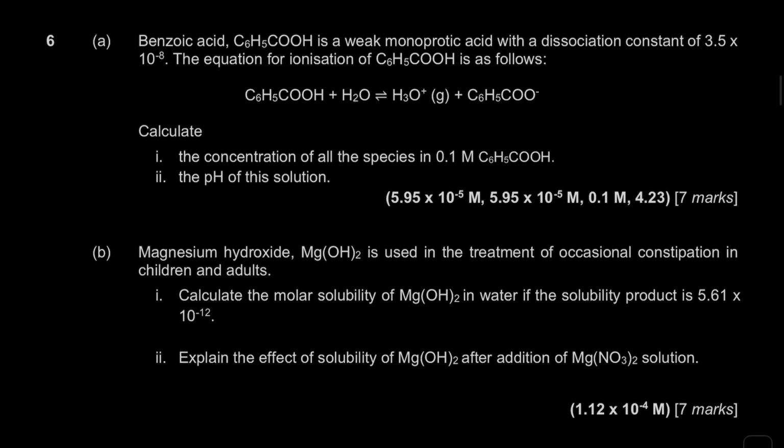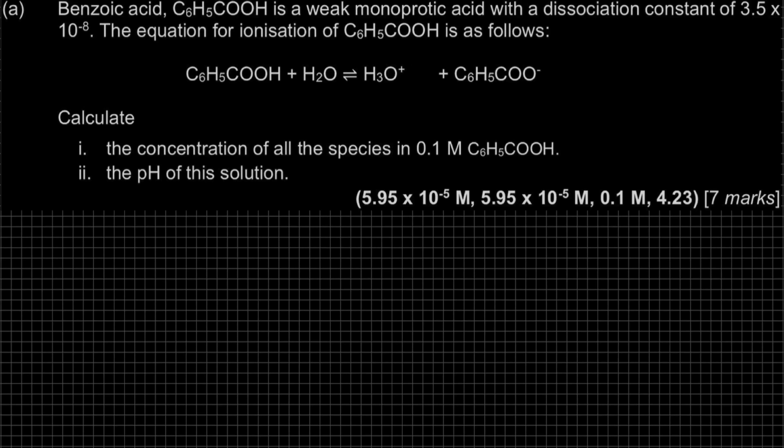2022-2023. In this video, we will discuss question 6 involving chapter 7, ionic equilibria. Question A. Benzoic acid, C6H5COOH, is a weak monoprotic acid with a dissociation constant of 3.5 exponent negative 8. The equation for ionization is as follows: C6H5COOH plus H2O in equilibrium with H3O plus and C6H5COO minus.